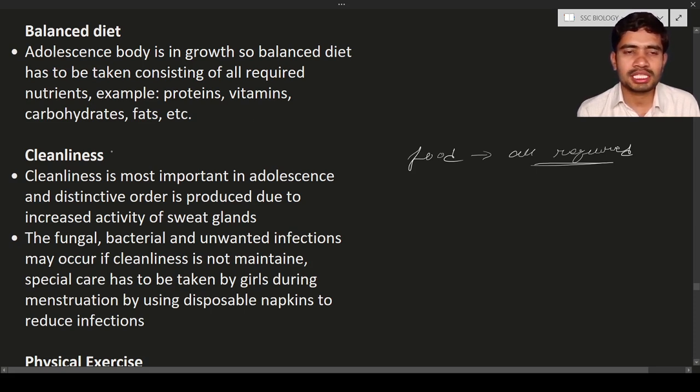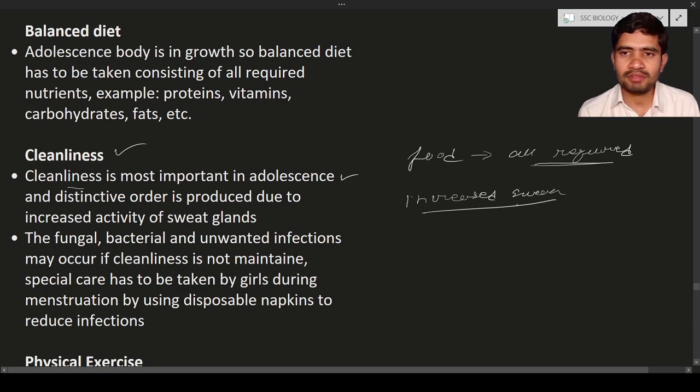Okay, so next one will be cleanliness. Cleanliness is nothing but proper hygiene of the body and also proper hygiene of the clothes they wear. So cleanliness is most important in the adolescent stage. And why? Because in the adolescent stage there are increased secretions of the sweat glands and also other glands.